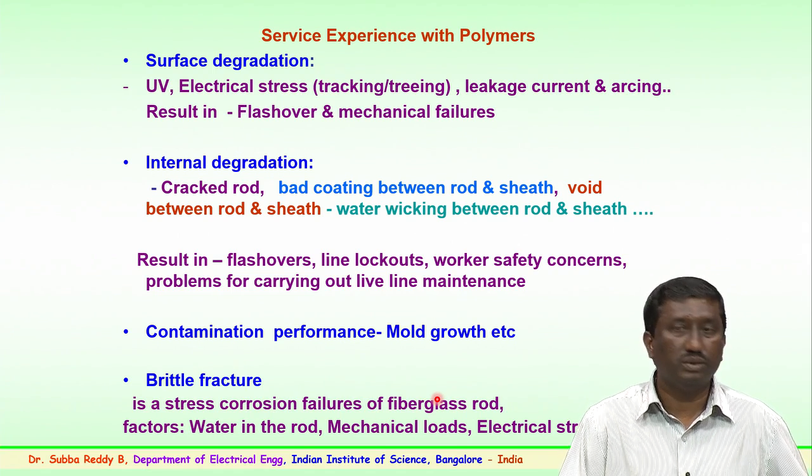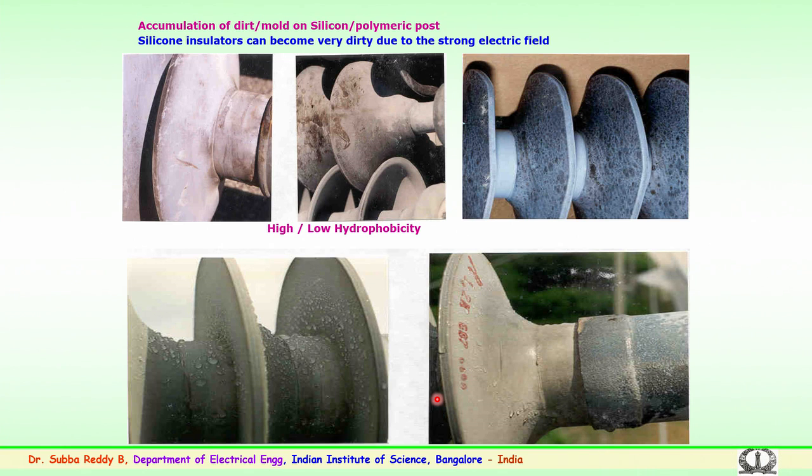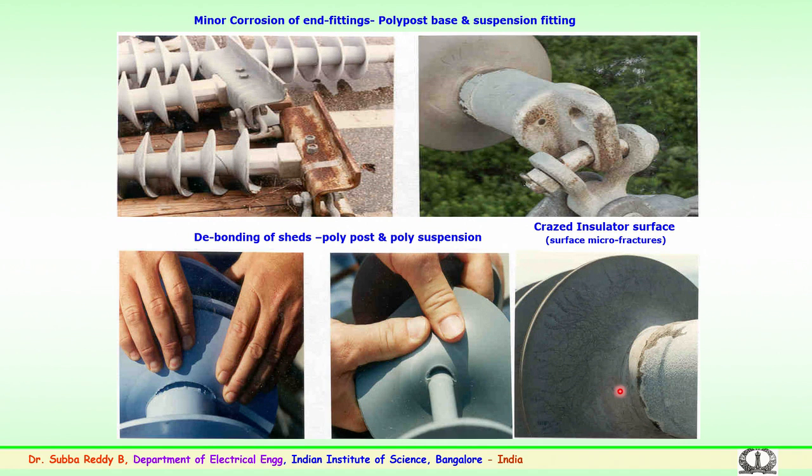in the future slides. So, some of the early failures of the polymer insulators which have happened in the field may be because of the accumulation of dust and mold on the polymer or silicone rubber post. Silicone rubbers could become very dirty due to the strong electric fields. You can see over a period of time the insulator becoming dirty and the surface getting rough, where water droplets start collecting and the failure could happen. So, these are earlier polymers, but improvements have happened over a period.